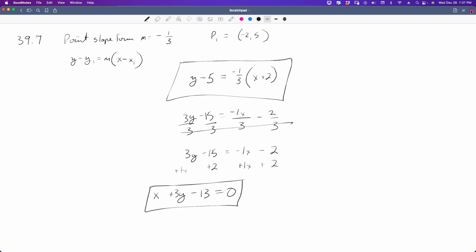Let's look at one more. Let's do 39.8. So we have 2x minus 3y plus 4 is equal to 0. This is general form, and we want to turn that into double intercept form. Just abbreviated there. So what is double intercept form? Let's remind ourselves what double intercept form is.